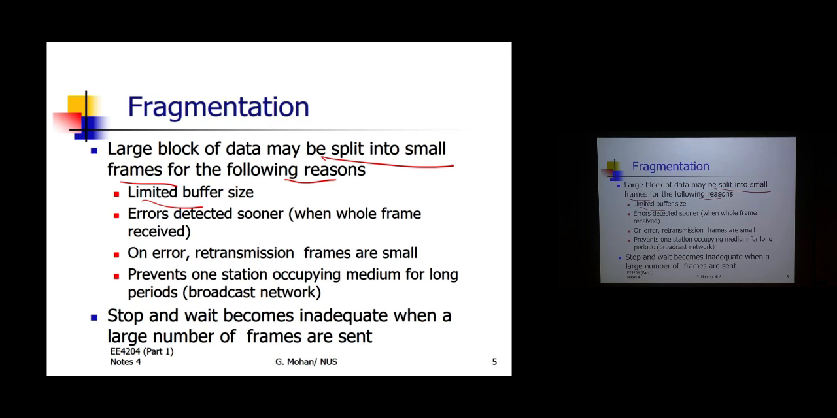Two, errors are detected sooner. If you look at CRC, to detect whether there is an error or not, you have to divide all the bits. Am I right? So if the frame size is very long, then it takes more time to carry out the division. The error detection time will be longer. If the frame is short, it can quickly detect the error. If it has 1000 bits, just imagine how much time is required. If it has 10,000 bits, the time required would be more.